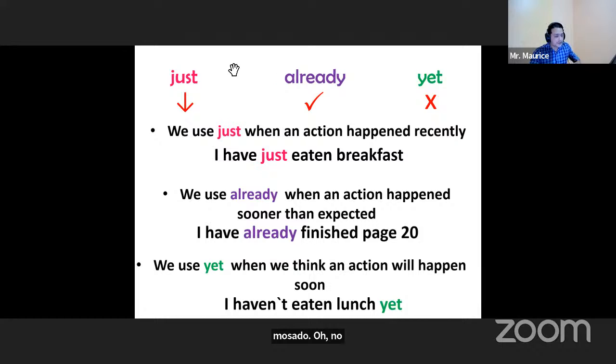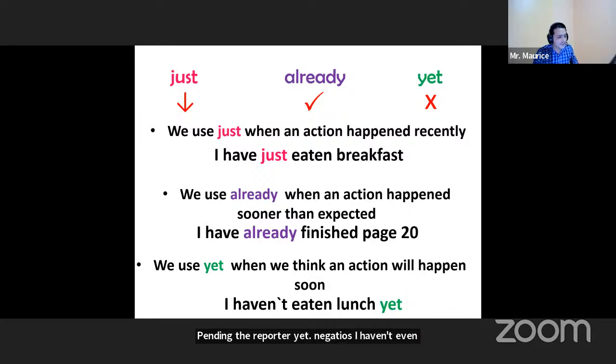You see? Estamos utilizando present perfect con estas tres palabras. Recordemos, número 1, just, una actividad que recientemente se ha realizado. I have just eaten breakfast. He acabado de desayunar. Number 2, already. Remember, the word already es para actividades que se han realizado antes de lo esperado. I have already finished page 20. He terminado ya la página 20. And the word yet, para denotar alguna actividad que aún no está hecha, sigue pendiente. Lo repito, yet, negativos. I haven't eaten lunch yet.